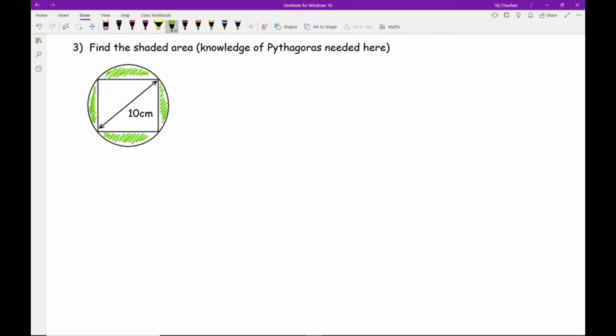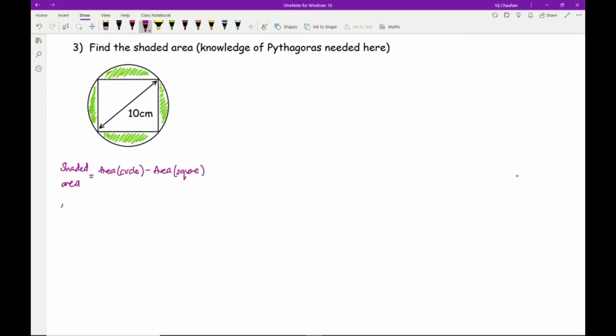Now, as we talked about, in terms of the shaded area, which I've now just currently shaded in, we need to work out the area. So the shaded area is going to be the area of the big shape, which in this case is the area of the circle, minus the area of the square. And so I need to work out the areas of each of these.